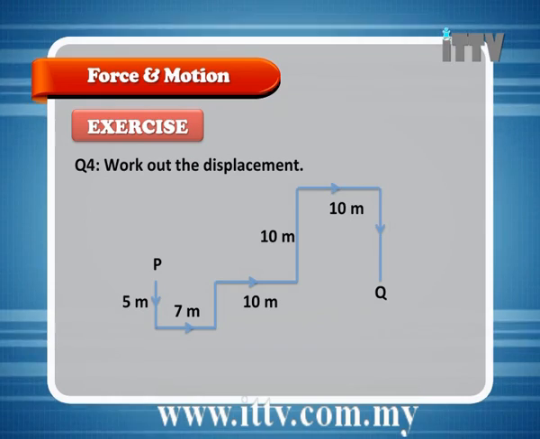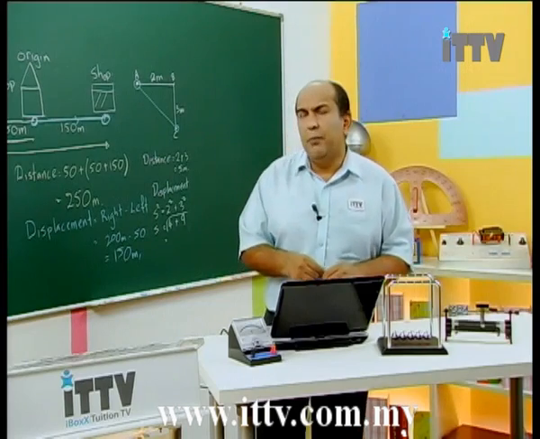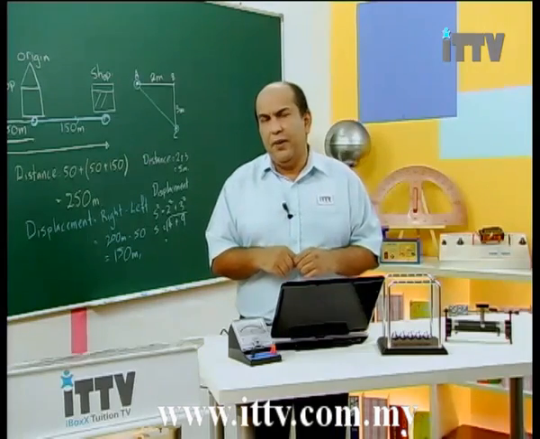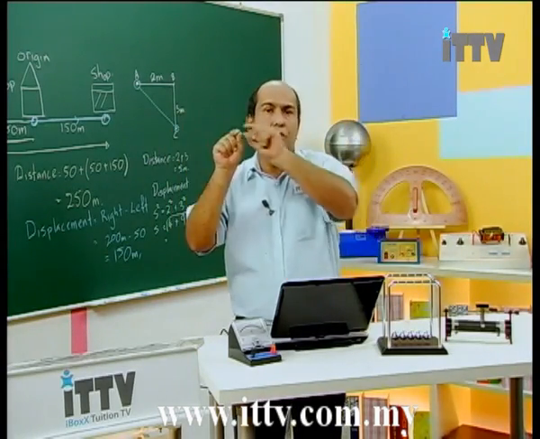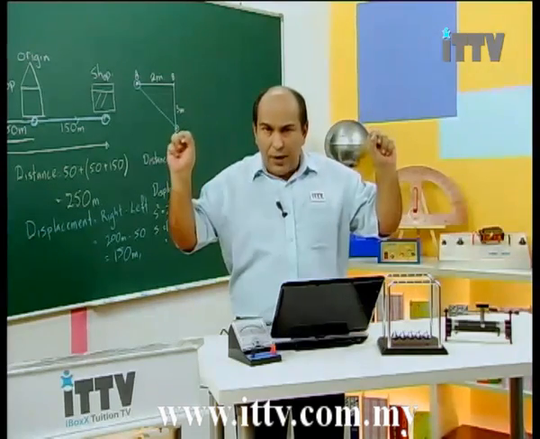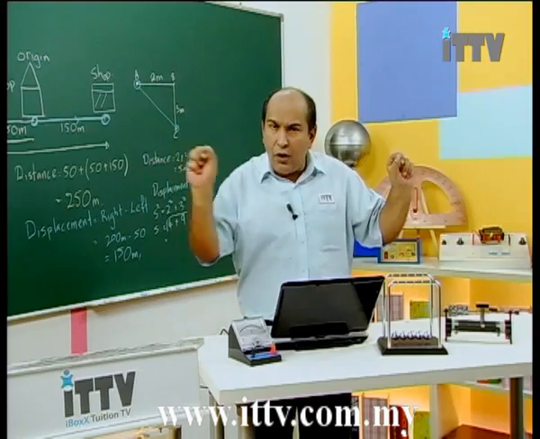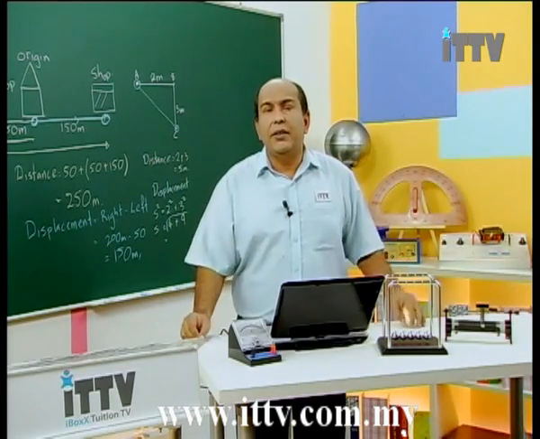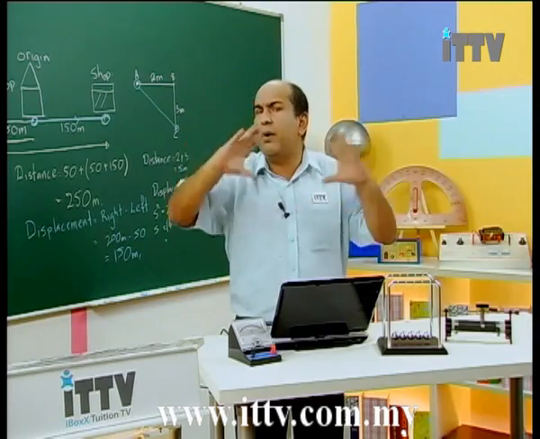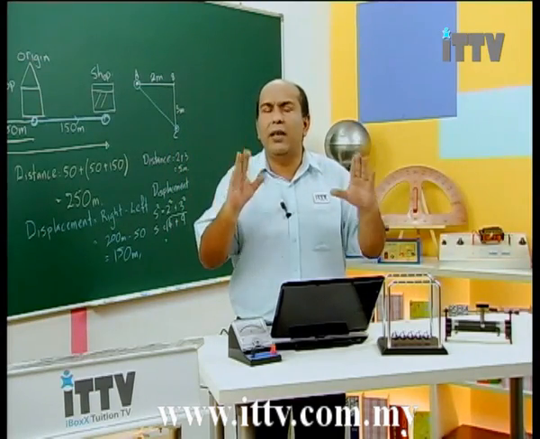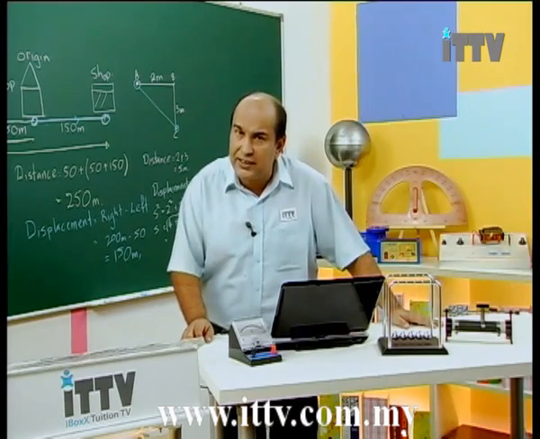Work out the displacement. Now, this one is a bit trickier, but look at what you have. What's important here is to connect P to Q. You know where P is, that is where you started, and you finished at Q. Draw a line connecting these two. Now, calculate the length of that line. Don't worry about all the other motion. All we want is the straight line connecting the origin and your final destination.